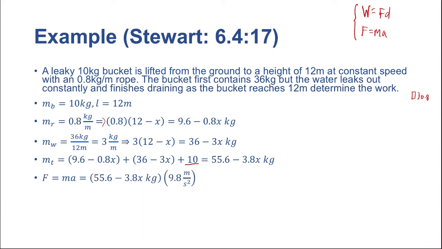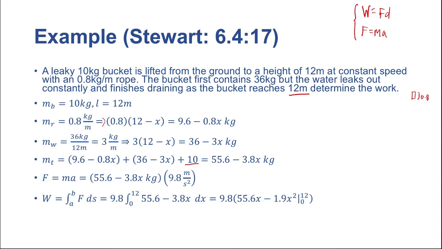Okay, so now we can plug this into F equals ma. We know the mass, and we know that gravity is equal to 9.8 meters per second squared. So we have F equals ma, and now we have our force being equal to 55.6 minus 3.8x kilograms times 9.8 meters per second squared. Now we can determine our work, because now we have our force. We also have our distance. We're pulling it to a height of 12 meters, so we know that our distance is 12. So now we can plug this in.